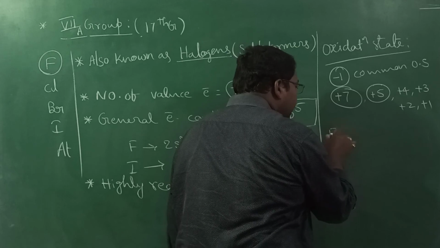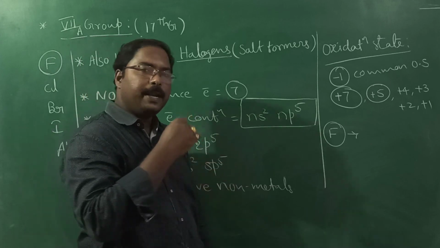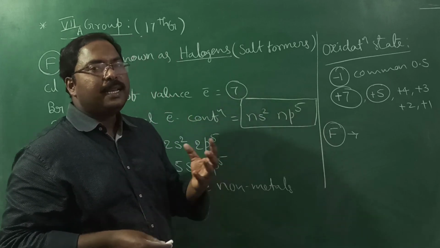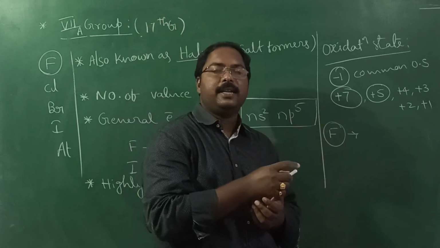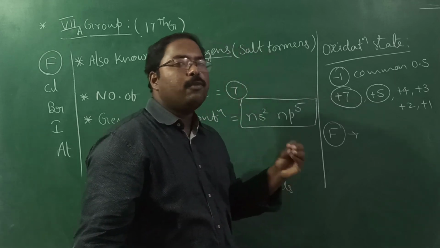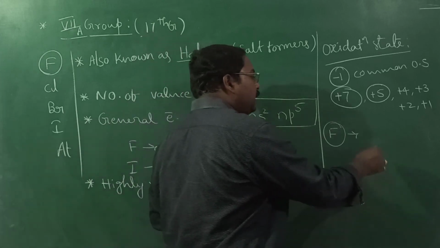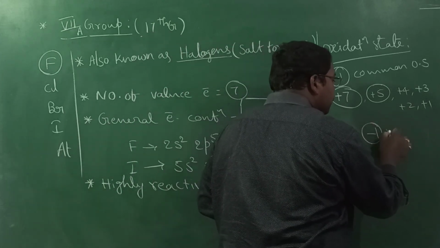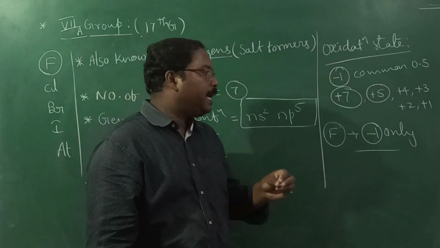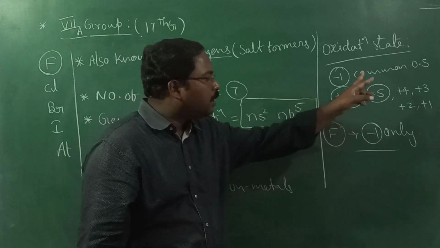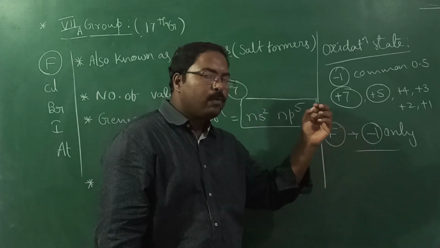But coming to the speciality of fluorine, we know fluorine is the most electronegative element in the periodic table, right? It has the tendency to gain electrons from any element in the periodic table. So no one can gain electrons from fluorine. So fluorine never loses electrons. That is why it always exhibits -1 only. It doesn't show +7, it doesn't show +5 and other states. It always exhibits -1 only.